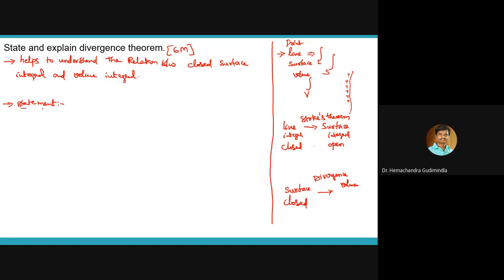How to write the statement? You write the equation first, then you write the statement. What is the equation? The divergence theorem helps to understand the relation between the closed surface integral and the volume integral.